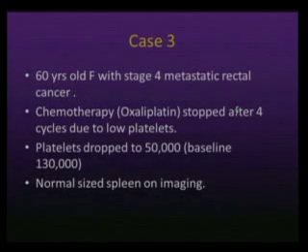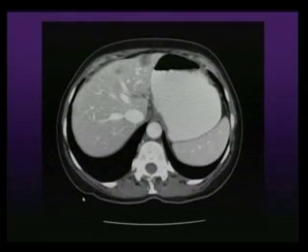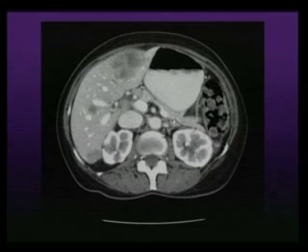Case 3. A 60-year-old female with stage 4 metastatic rectal cancer. Chemotherapy again was oxaliplatin, stopped after 4 weeks of cycle due to low platelets. They used to drop to 50,000 from a base of 130. This is a normal size spleen. So that first case actually had an enlarged spleen. This is a normal size spleen. You can see these are the mets, a normal size spleen. Large met here. The spleen is normal size, okay?